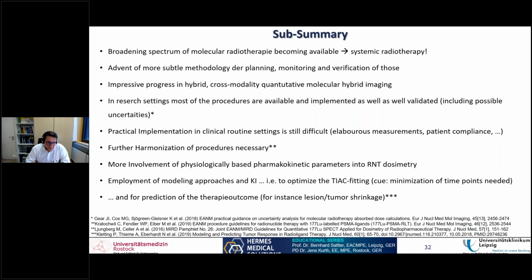We need further harmonization procedures, and we will have more involvement of physiologically based pharmacokinetic parameters in radionuclide therapy dosimetry, and also will be able to employ modeling and artificial intelligence approaches to optimize the time integrated activity fitting. The plan here is minimization of the time points needed. Finally, the goal would be to predict the therapy outcome, for instance lesion and tumor shrinkage, based on physiological and other input parameters before we actually apply radioactivity. I gave you some references where all these things are summarized in more detail.